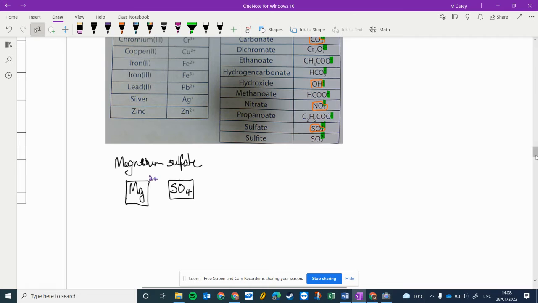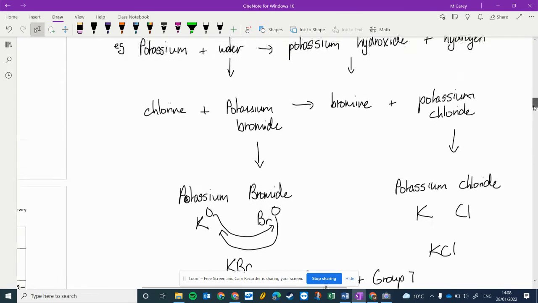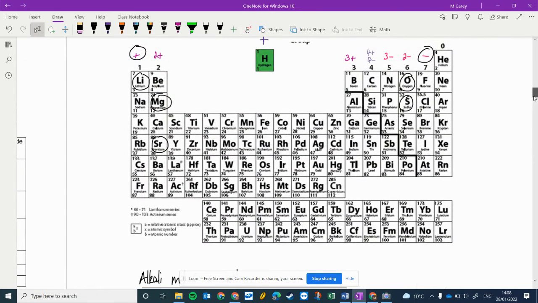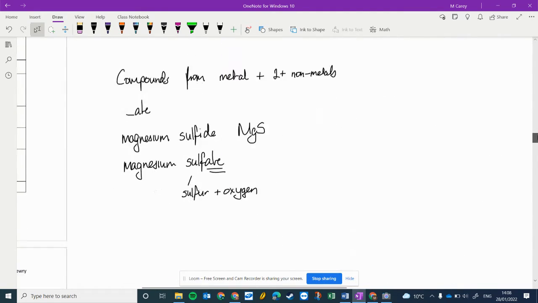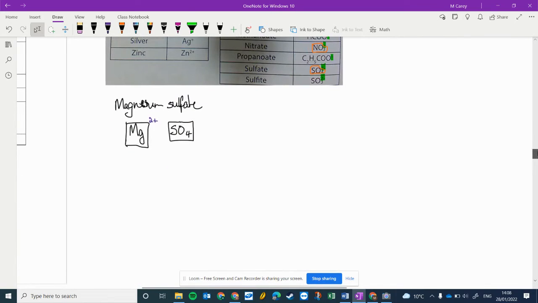And just to remind you how I know that, if you go up here, remember we have group 2 magnesium. There it is, we've used it before. It has a 2 plus charge because it's group 2, it loses 2 electrons from a full outer shell, which is stable.